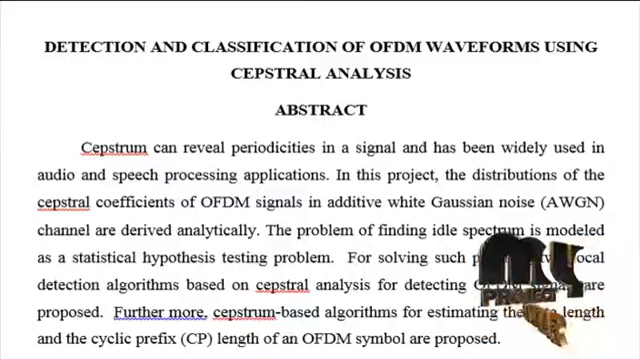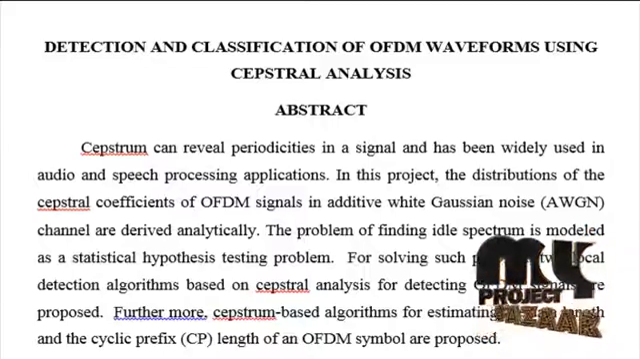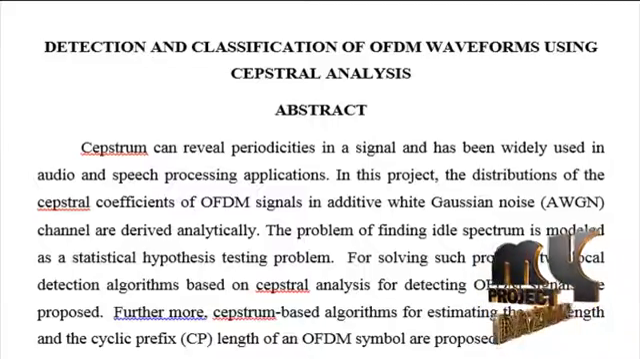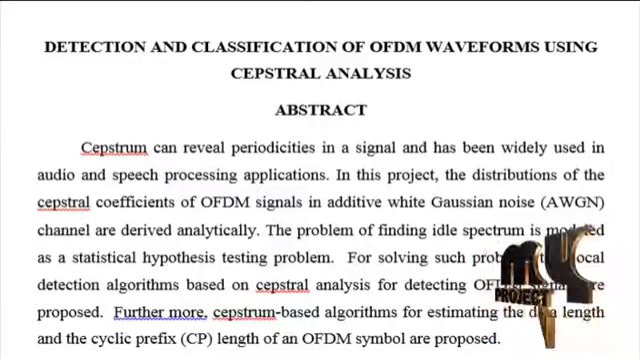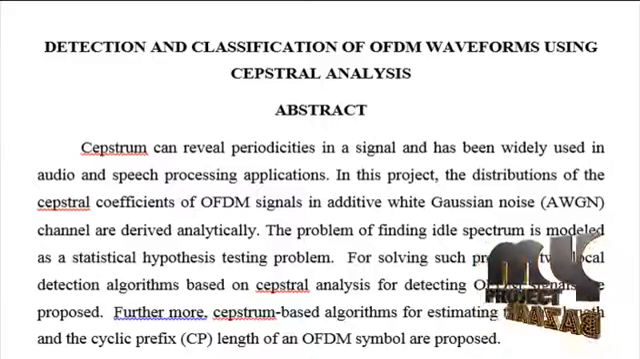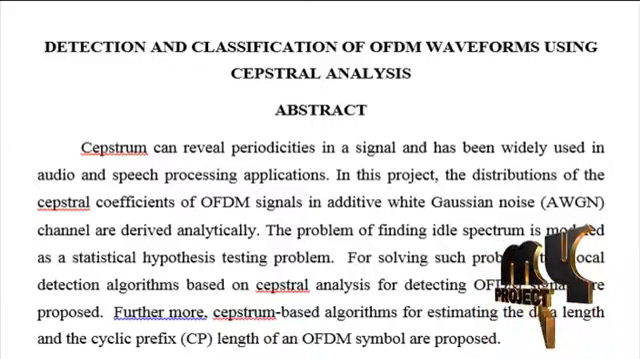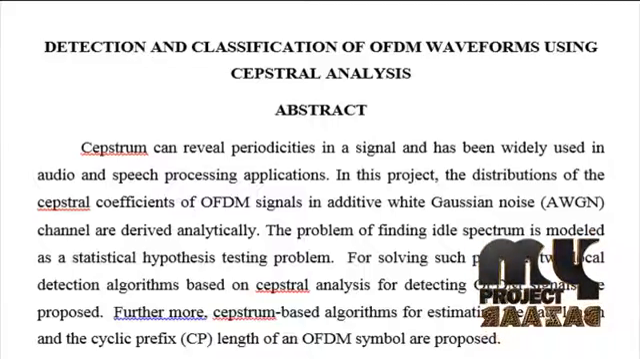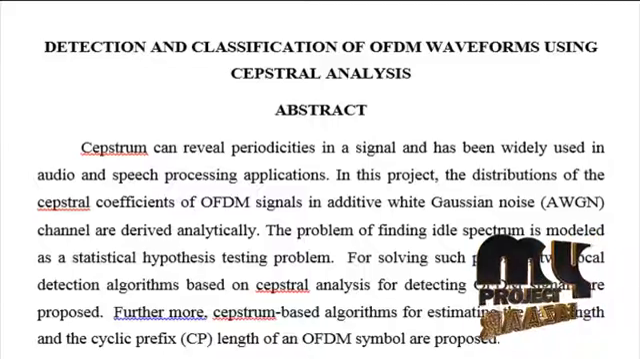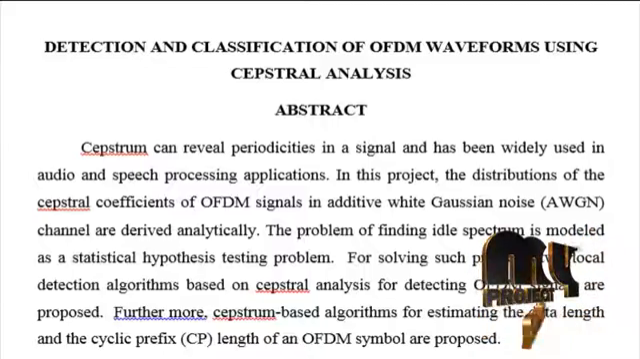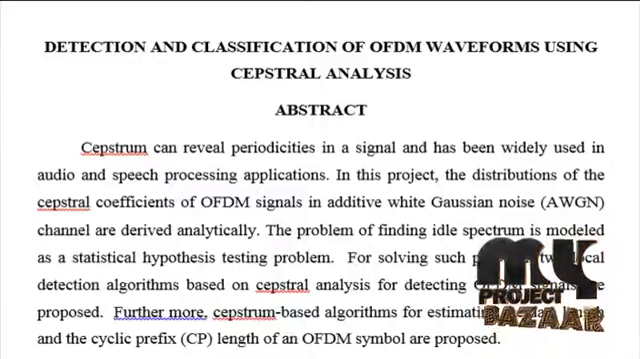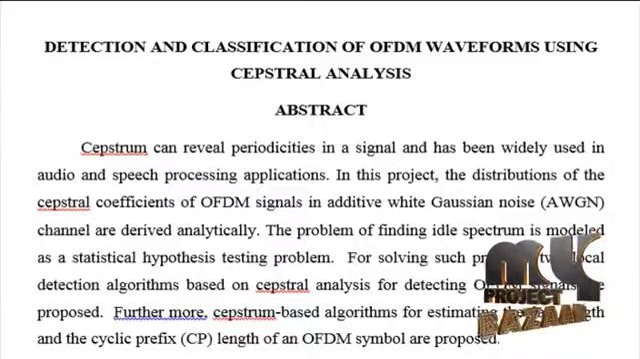Furthermore, Cepstral-based algorithms for estimating the data length and cyclic prefix length of an OFDM signal are proposed. Here, the Cepstral signals are analyzed without AWGN and also considering the AWGN noise in the channel. After that, finally, we estimate the data length over the OFDM channel.